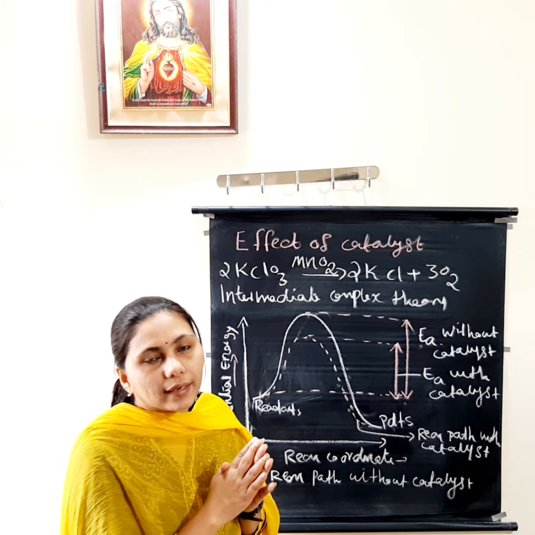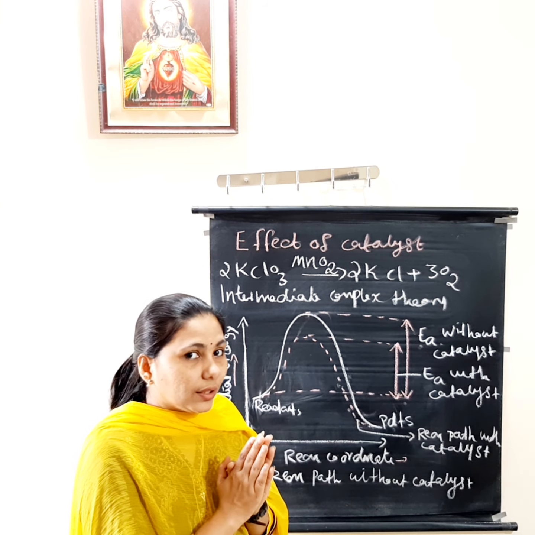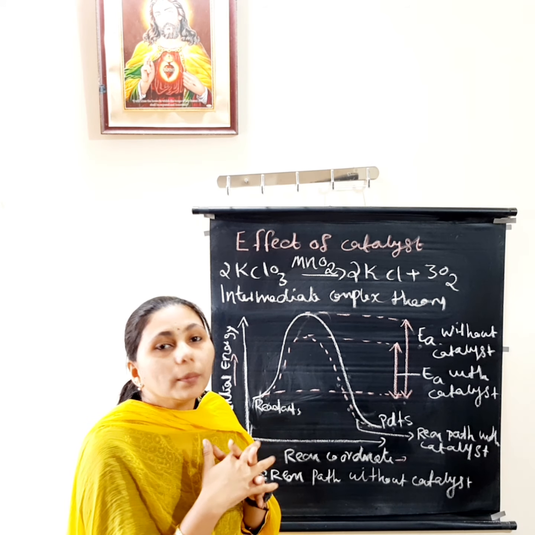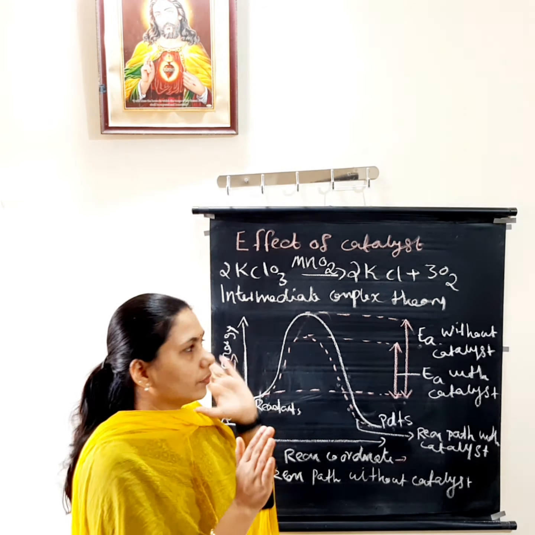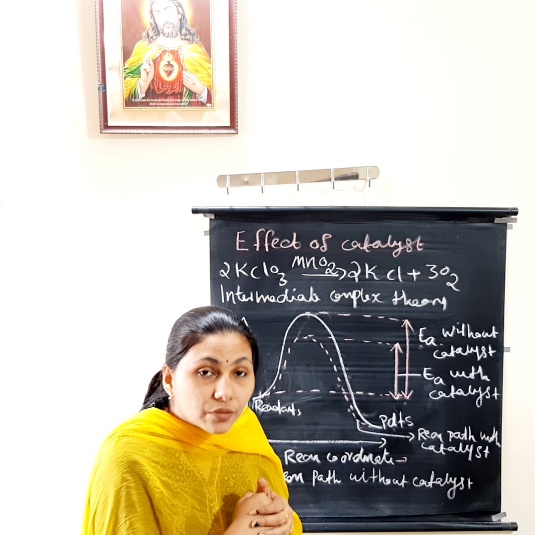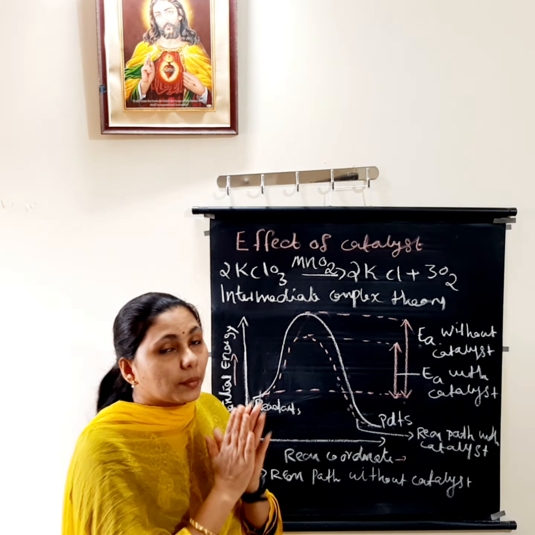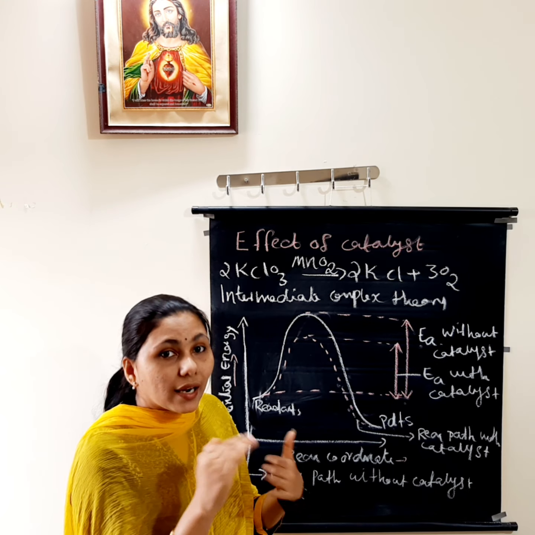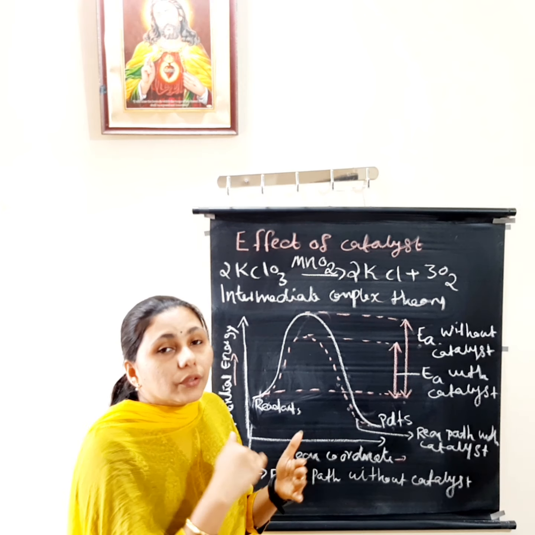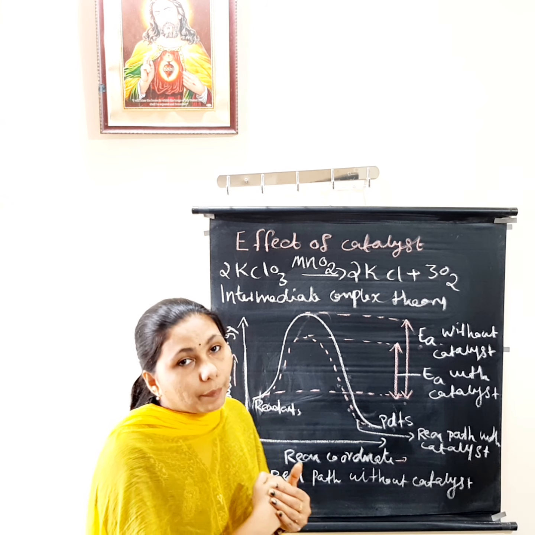What is the name of that catalyst? Negative catalyst or inhibitors. What they do is react with the reactants and form an intermediate complex, just like I explained. But that intermediate complex is very stable. Usually, when a catalyst is used, the intermediate complex formed will be unstable and we will get the products immediately. But if you are using inhibitors or negative catalysts, what will happen?